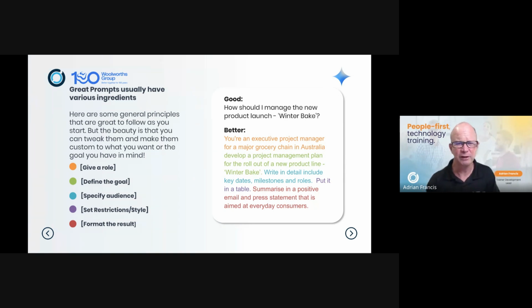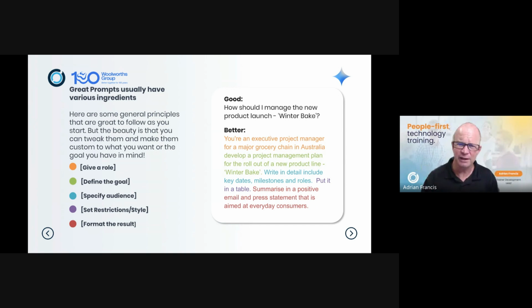If you have a look on the right-hand side of the screen, there's one prompt that's a good prompt: how should I manage the new product launch of Winter Bake? That'll give you quite a good result, but it won't be as good as if you frame it up with the other bits. So giving it the role of an executive manager, you're going to develop a detailed project plan for Winter Bake, written in detail with milestones and key roles, put in a table and summarized in a positive email that can be used as a press statement. So you've framed up what you're trying to get out of there really well.